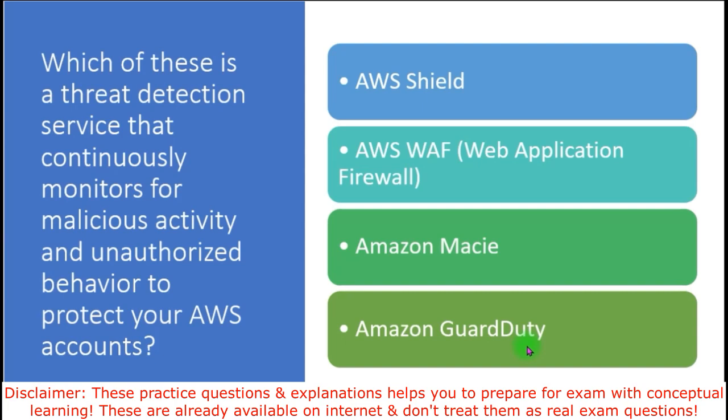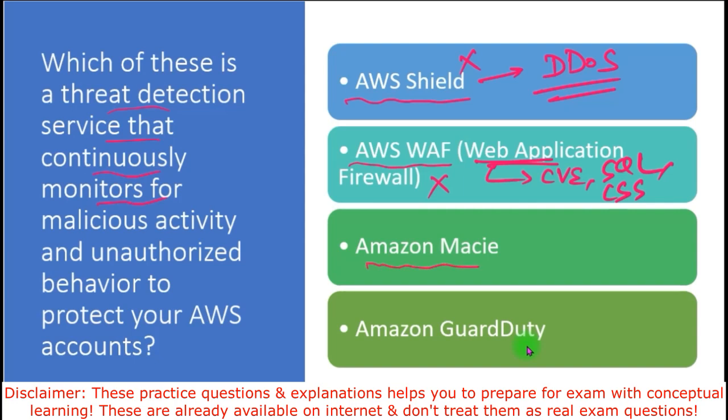So we have already understood what exactly the AWS Shield service is. It is for protecting our environment from DDoS attacks. So in this case, it is not correct. Web Application Firewall protects our web applications from critical risks like CVEs, SQL injections, or cross-site scripting. So this is also not correct. Here we need to identify which is a threat detection service that continuously monitors for them.